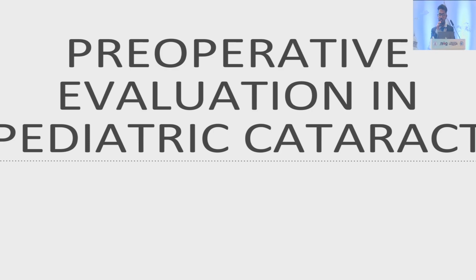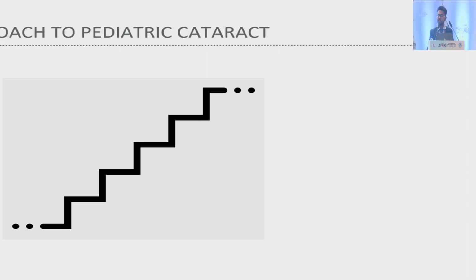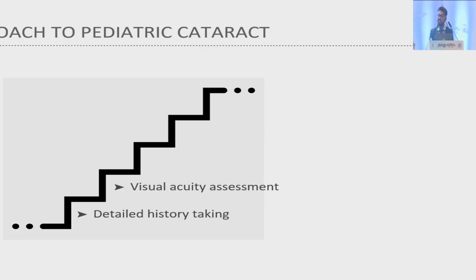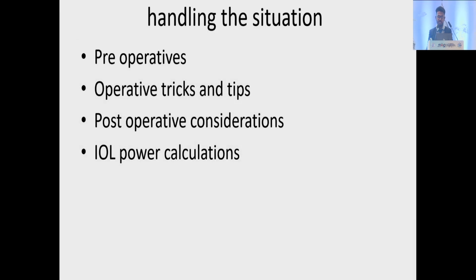So let's talk about preoperative evaluation in cases of pediatric cataract. As we know, a comprehensive preoperative workup is the cornerstone for achieving optimal postoperative outcomes. So approaching a child presenting to us with a cataract, first obviously we have to start with a detailed history taking, followed by assessment of the presenting visual acuity. Then we move on to the systemic evaluation of the kid, look at the ocular examination, and finally do a biometry and required ancillary investigations.